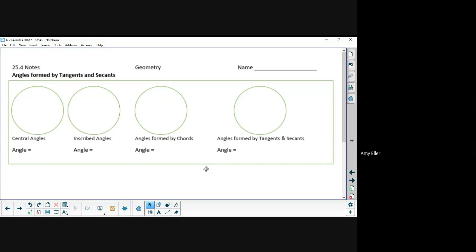Alrighty, let's see if we can fill in the first three from memory. Central angle kind of tells you the name within it. Central, center. The vertex is at the center of the circle. This is the angle we're talking about. That angle shines on this arc, and those are exactly the same number. The angle equals the arc.